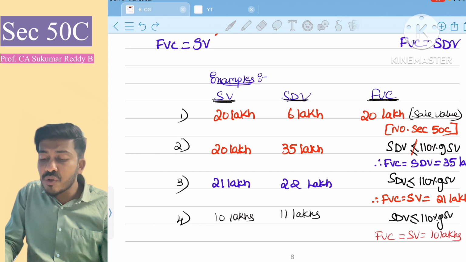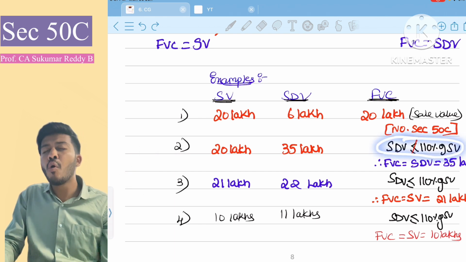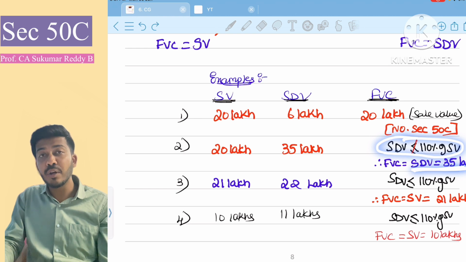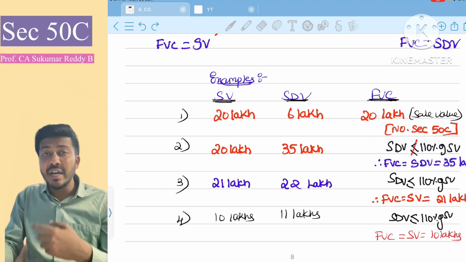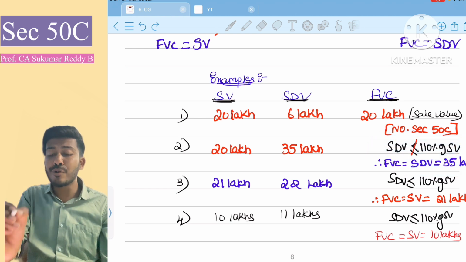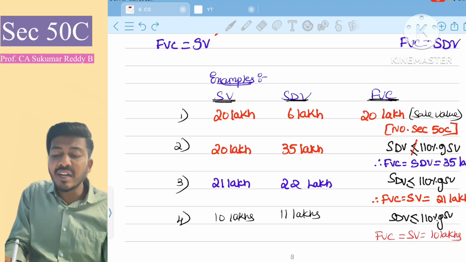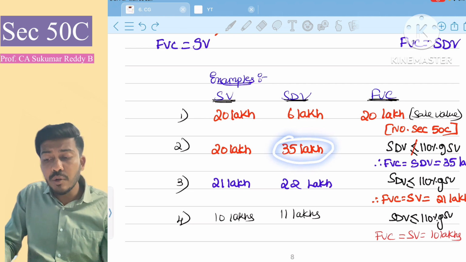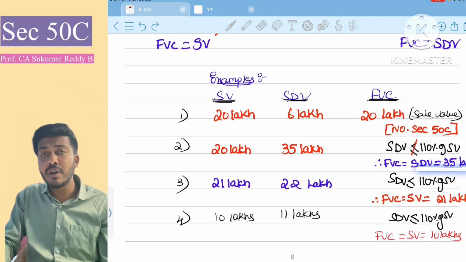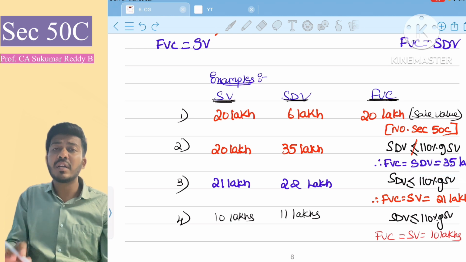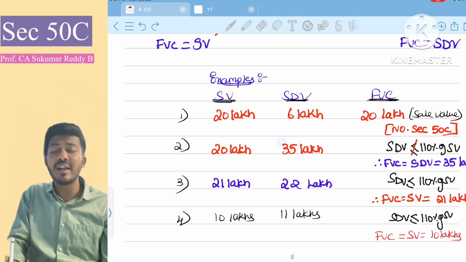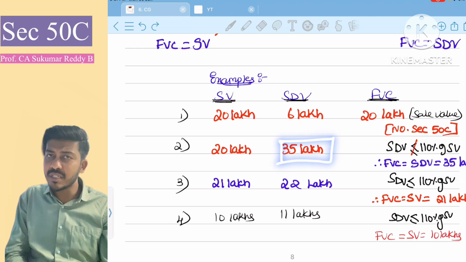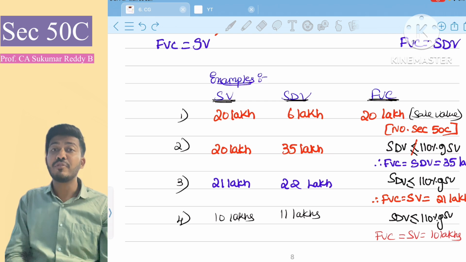If the condition is not getting satisfied, no God can save you. Straight away SDV is going to become your full value of consideration. In truth, you have never collected 35 lakhs from the customer. Still you have to admit it for tax purposes, because why did you not take the stamp duty value into consideration while you were selling? You have missed it. Now you have to suffer.